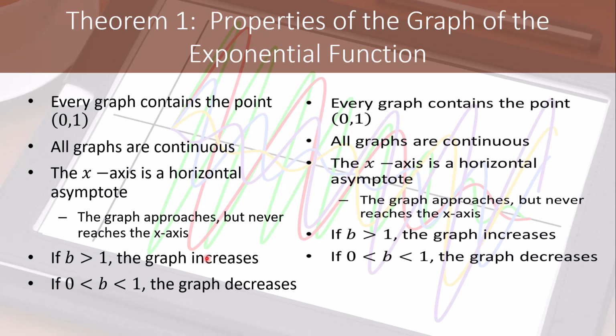If b is greater than 1, then the graph is increasing. If b is between 0 and 1, the graph is decreasing.